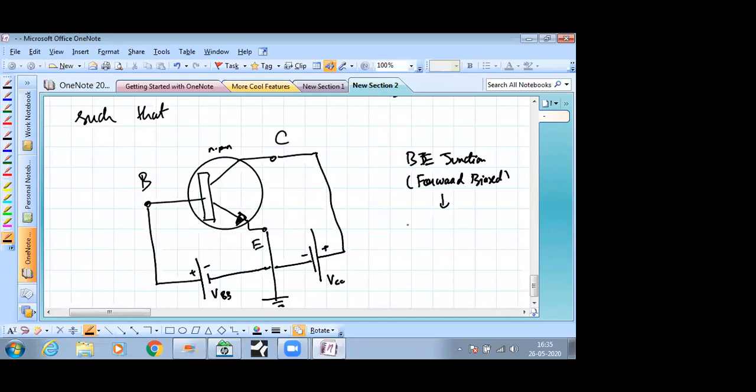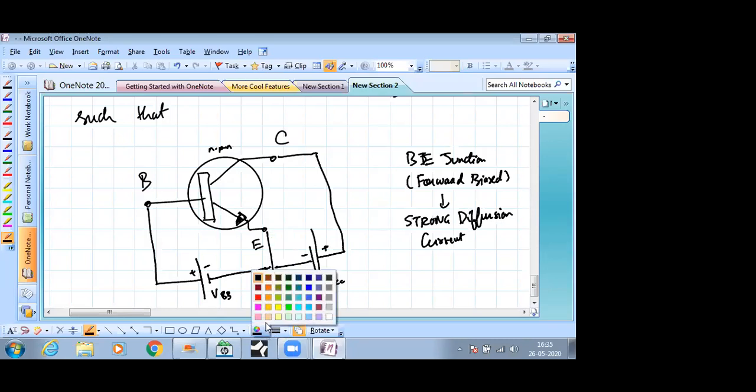So there is a strong diffusion. Remember, in forward biasing of any PN junction, it's the diffusion current that dominates. Typically here it's an NPN, so remember the emitter will be rich in free electrons because it is heavily doped. There's a rush of free electrons going into the base, and that contributes to the current across the base emitter junction, which we call the emitter current. Electrons are actually going in this direction from emitter to base, so conventional current is going in the opposite direction, from base to emitter. So that is your emitter current.